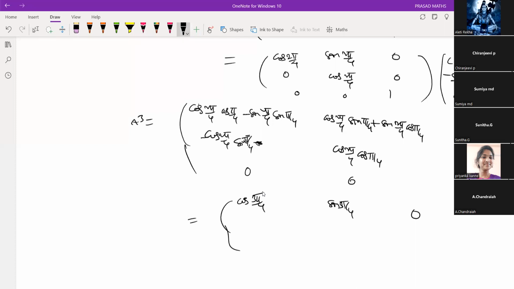Is there any formula? 2 cos A sin B is sin of A plus B minus sin of A minus B, half. Look at it: this is sin of A plus B, half of sin of A plus B, minus sin of A minus B.